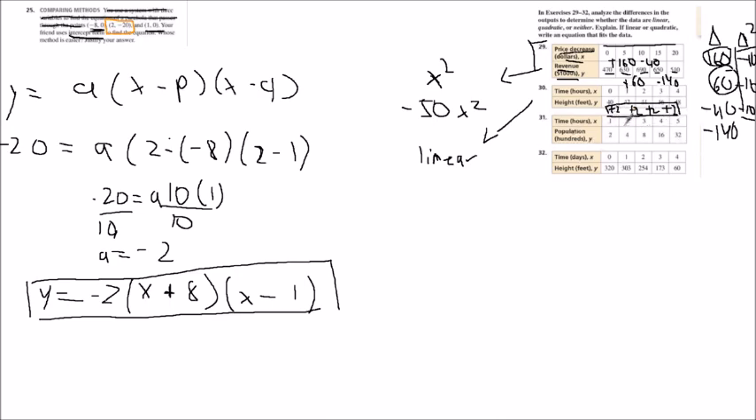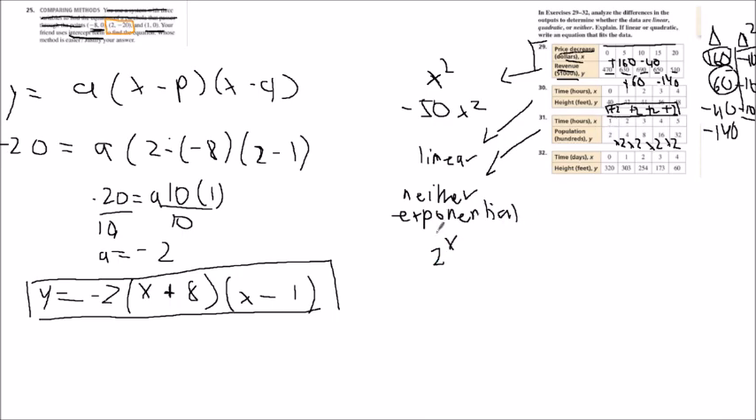So 1, 2, 3, 4, 5, and 2, 4, 8, 16, 32. Now if you look at the patterns, you'll see it's times 2, times 2, times 2, times 2. It's not a linear function, so neither. But if you want to be advanced, you can say it's an exponential, because it is an exponential. It's 2 to the x power.